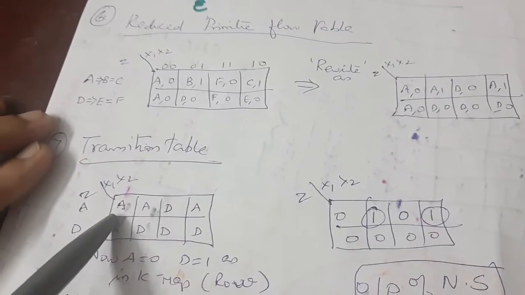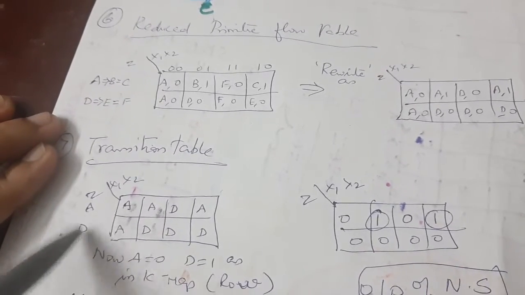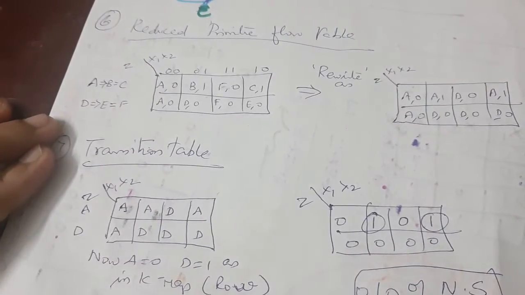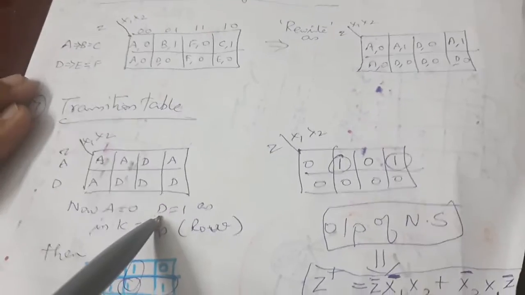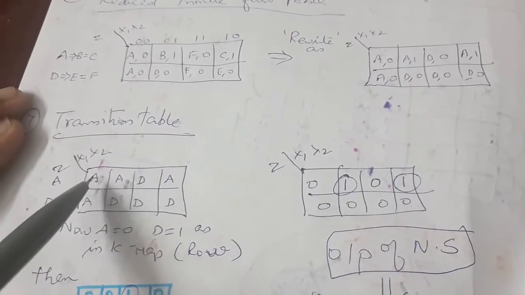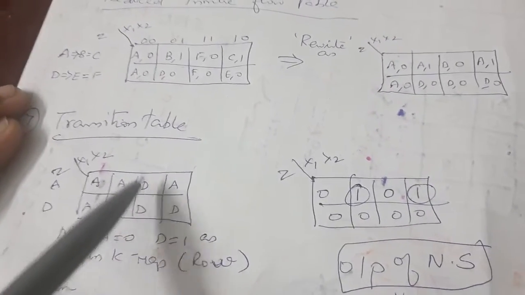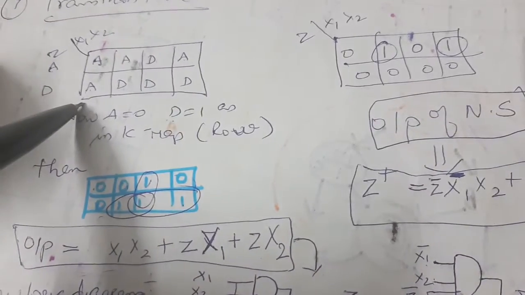Now, A is going to take the value. You have only 2 variables, A and D. Therefore, one variable A is going to be 0, D is going to be 1. So A is going to be 0. So 0, 0, 1, 0, 0, 0, 1, 0, 0, 1, 1, 1, 0, 1, 1, 1. Then combine, this is the equation. This is called the state equation. And this table is called the transition table.